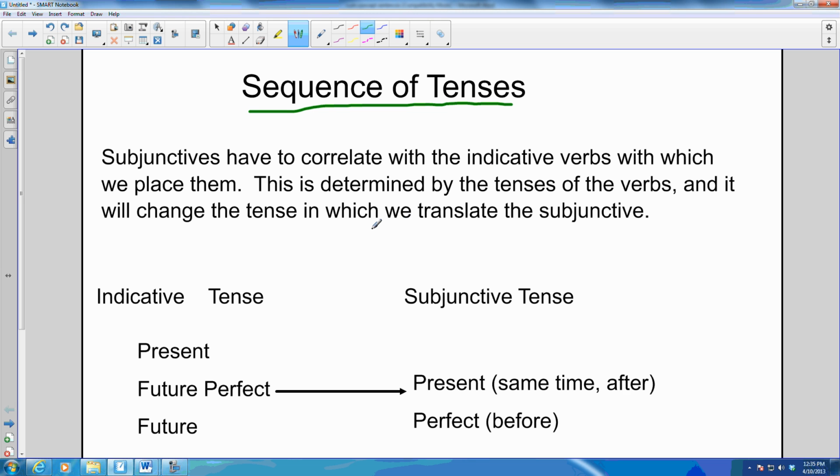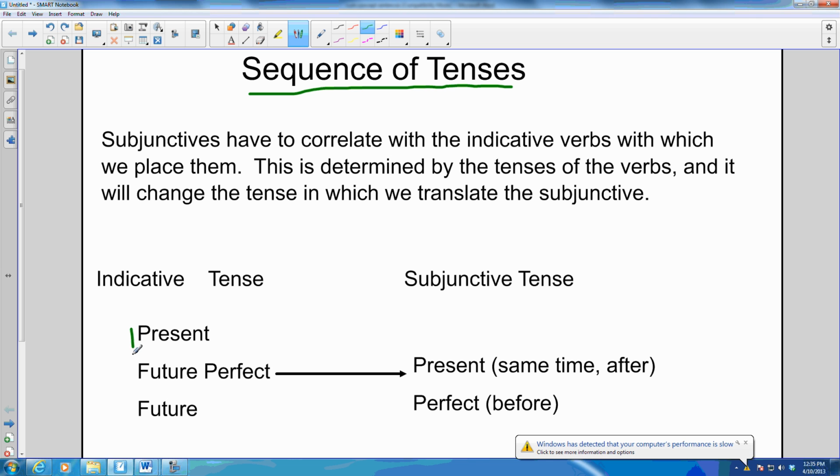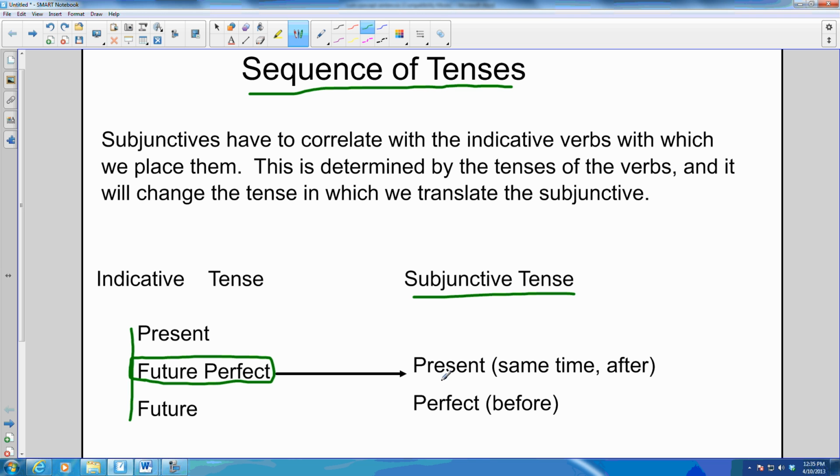subjunctive. What I mean by that is this: things that happen in the present or in the future, very rarely will we use the future perfect as a part of one of these clauses where the subjunctive is present. So if we use present or future tenses, the subjunctive tense that we have to use is the present or the perfect. Now, we're not dealing with these today, but just to keep that in mind, if the indicative verb is in the present or the future tense, then the subjunctive verb will have to be in the present or the perfect tense.